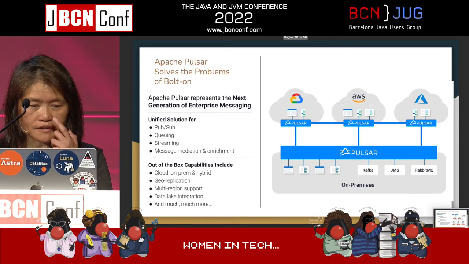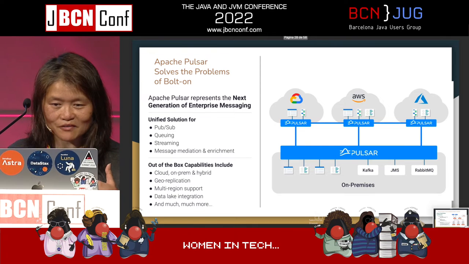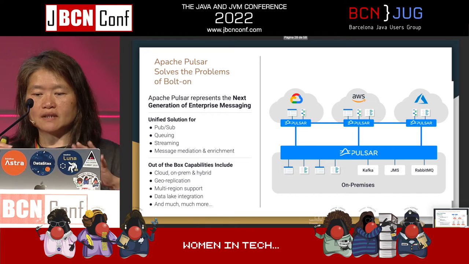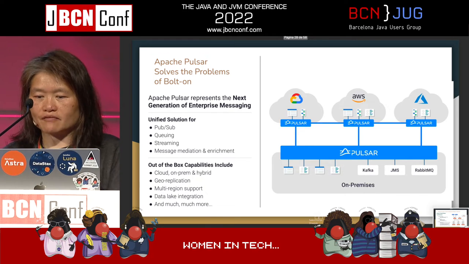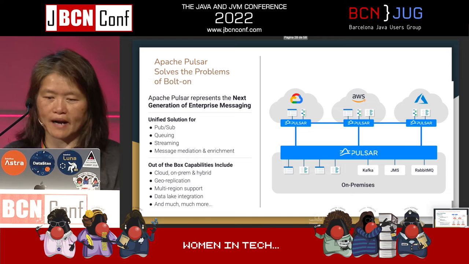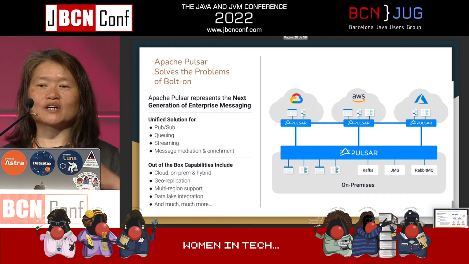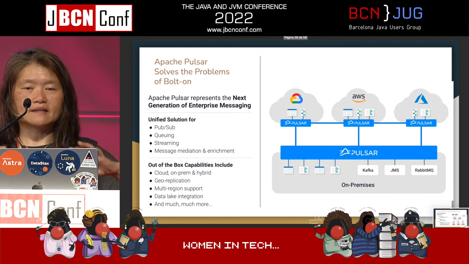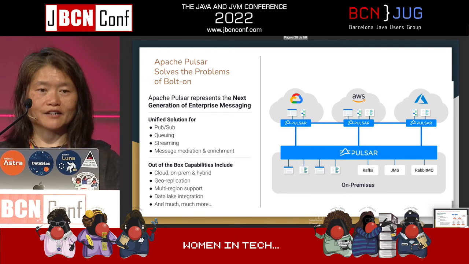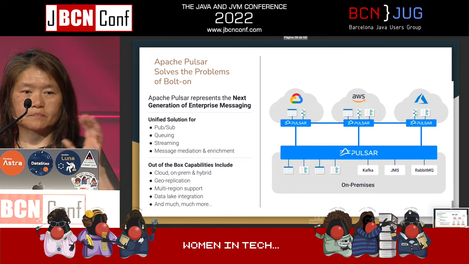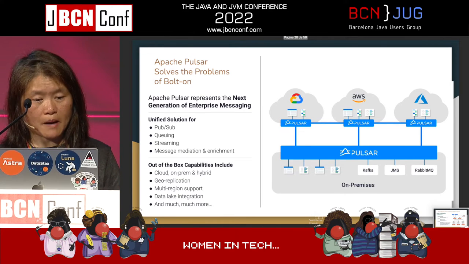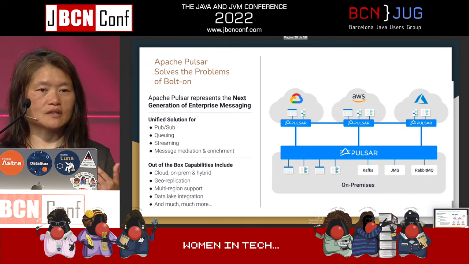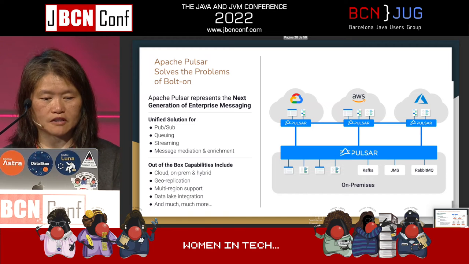Okay, this one is again another summary. You can also see that with Pulsar, you can bolt it on, you can add it in, and you don't need to change what you're already doing. You have Kafka in the house, you have JMS, you have RabbitMQ. If you don't want to change them, you can keep them and put Pulsar on top, and Pulsar can be the unifying layer that manages all of your disparate systems. It has PubSub, queuing, and streaming, and also message mediation and enrichment through the use of Pulsar Functions.